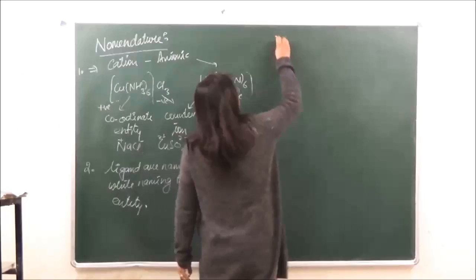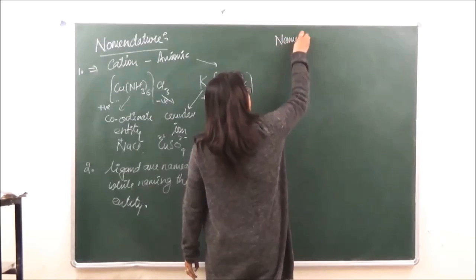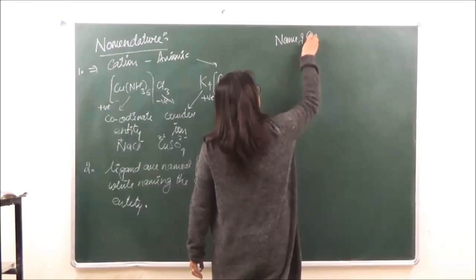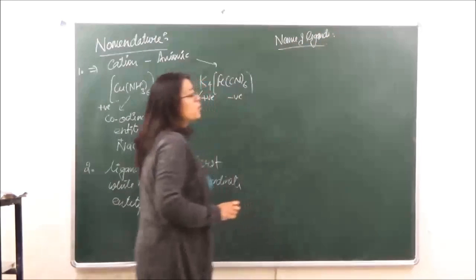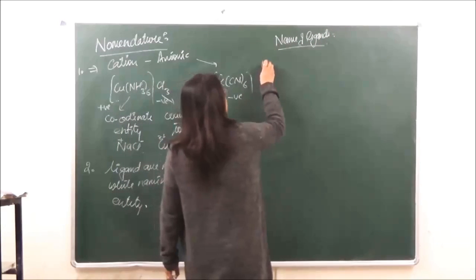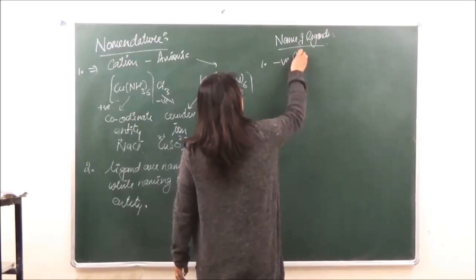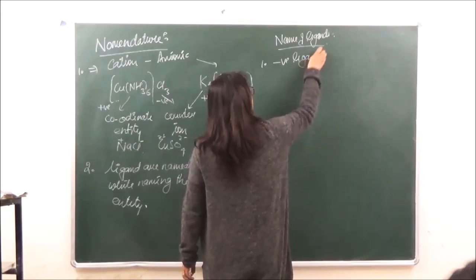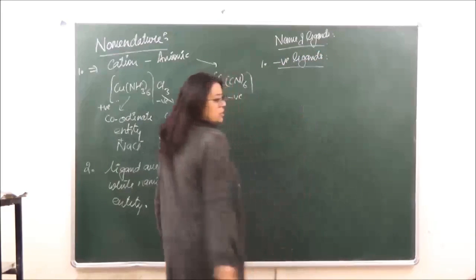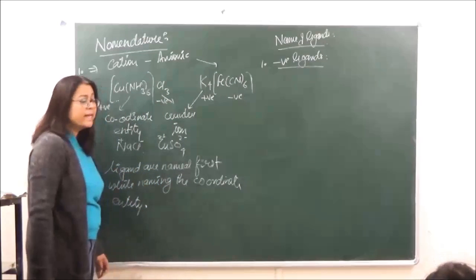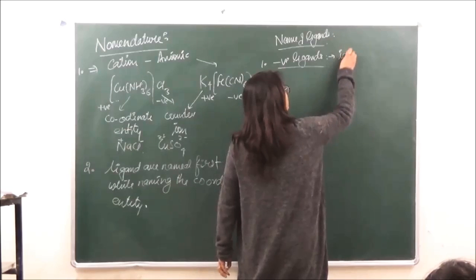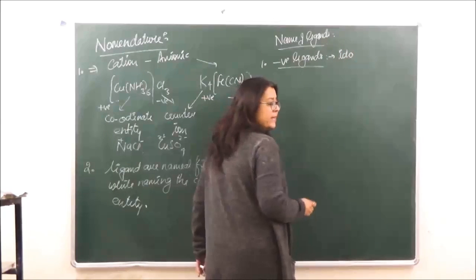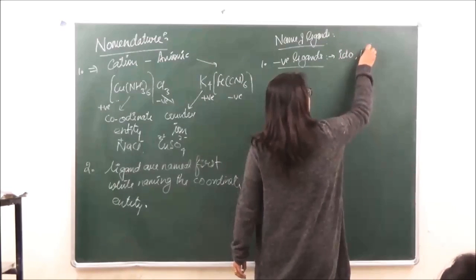We are going to take a list of names of ligands over here. The first one which we are taking is ligands which have a negative charge. Okay, those which have a negative charge are going to end in either ido or ito.